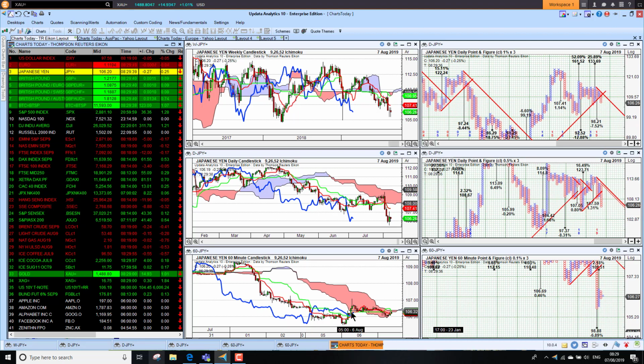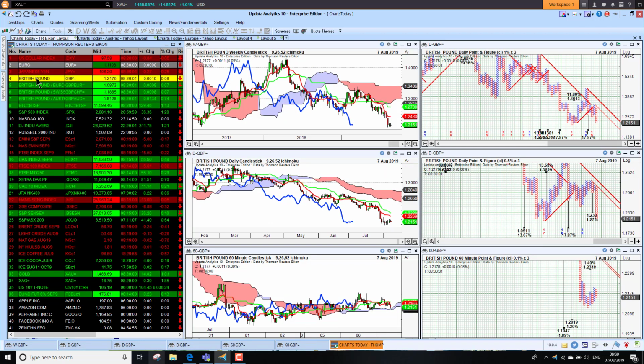The dollar has fallen quite significantly against the yen, trying to build some support here, but still bearish on all three time frames. We've now got a situation on the 60-minute point and figure chart where we'll either break to the upside and activate the upside target, or break to the downside, activating a bigger downside target. So that's the picture to watch at the moment.